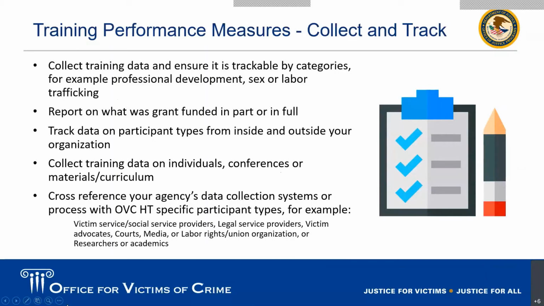So you want to make sure that you are collecting any training data and ensure it's trackable by these particular categories. Those participant types are going to be unique to these human trafficking performance measures. So for example, things like legal service providers, victim advocates, court, media. I want to call that out again too, to make sure that these types of things are something that you can think about working into your agency's systems or data collection processes, because it will definitely make it easier when you get to your quarterly report. You're not trying to translate what your agency has versus what needs to go into the OVC performance report.